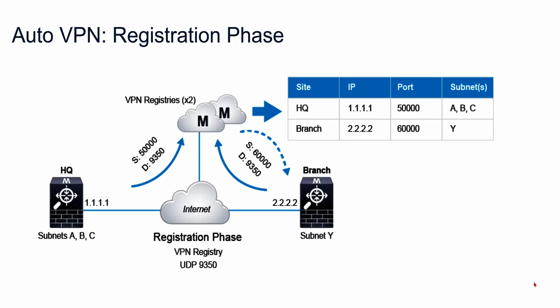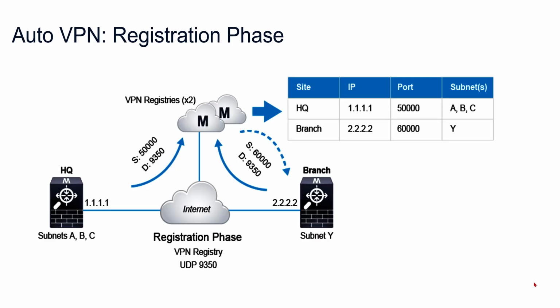So each MX sends a public IP address, a UDP source port, and the advertised subnets. HQ 1.1.1.1, port 50,000, subnets A, B, C, and so on. Branch 2.2.2.2, port 60,000, subnet Y. And this is basically how each site learns how to reach the other sites.